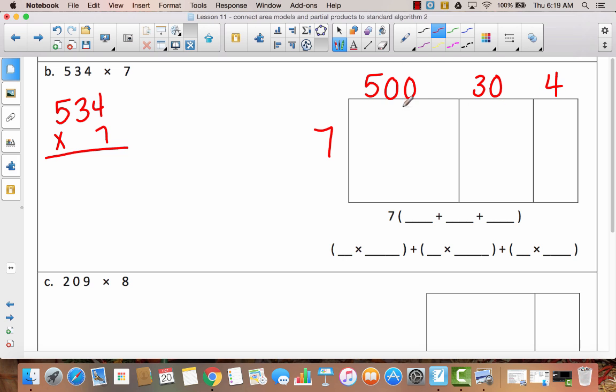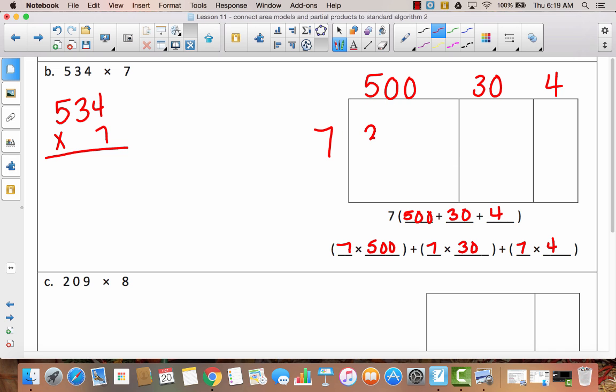So we have 500 plus 30 plus 4, which is expanded form, right? 500 plus 30 plus 4. So if we're going to use the distributive property, we're going to take 7, which is the width, and multiply it by each of these smaller sections. So we're going to do 7 times 500, 7 times 30, and 7 times 4. So what is 5 hundreds times 7?